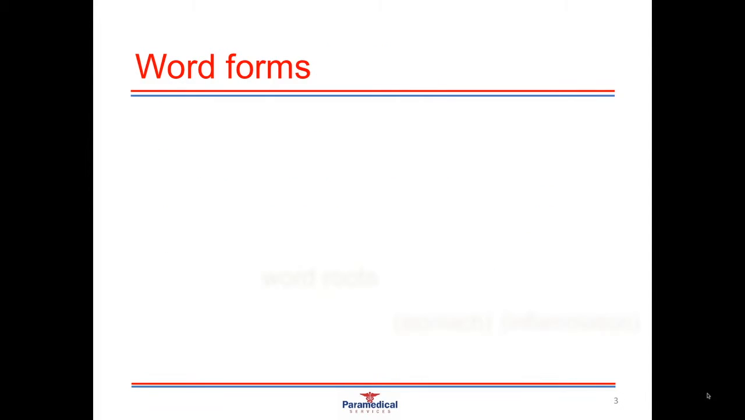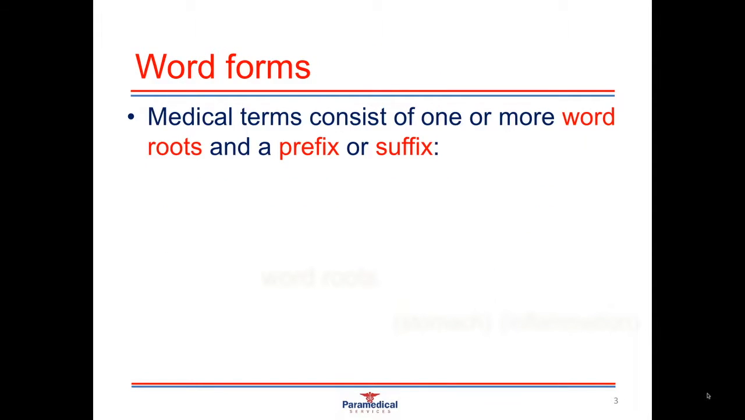When looking at word forms, medical terms consist of one or more root words and a prefix or a suffix. So a prefix or a suffix is something that goes before or after the root word, which gives it description about what's happening. And the root word is usually relating to a medical condition, an organ or a body part, as well as a medical procedure.